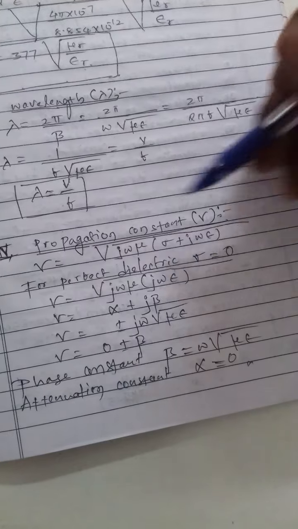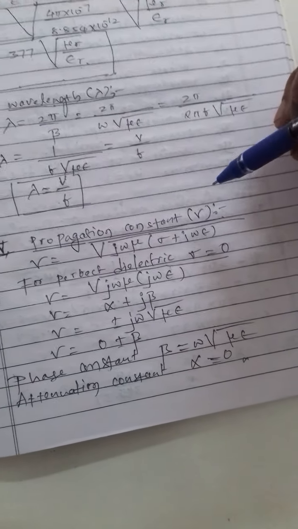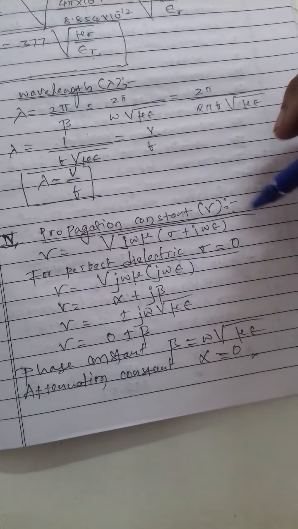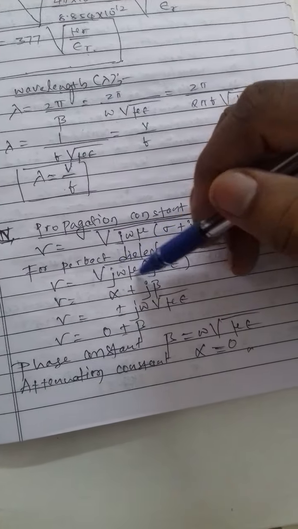Propagation constant gamma is equal to square root of j omega mu into bracket of sigma plus j omega epsilon. For a perfect dielectric, sigma is equal to 0, so gamma is equal to square root of j omega mu into bracket of j omega epsilon. Gamma is equal to alpha plus j beta, which is equal to plus or minus j omega square root of mu epsilon. Phase constant beta is equal to omega square root of mu epsilon, and attenuation constant alpha is equal to 0.